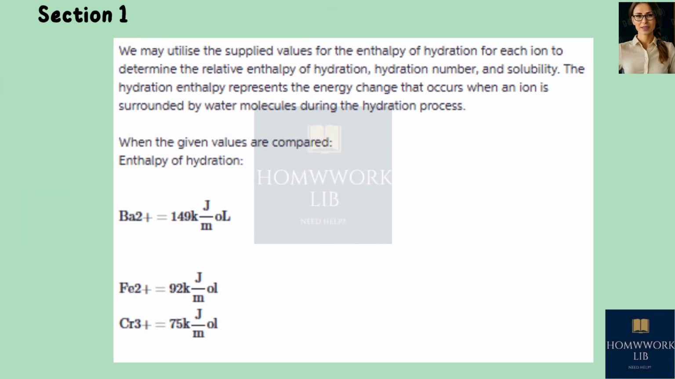We may utilize the supplied values for the enthalpy of hydration for each ion to determine the relative enthalpy of hydration, hydration number, and solubility. The hydration enthalpy represents the energy change that occurs when an ion is surrounded by water molecules during the hydration process. When the given values are compared, enthalpy of hydration Ba2+ equals 149 kJ/mol, Fe2+ equals 92 kJ/mol, Cr3+ equals 75 kJ/mol.